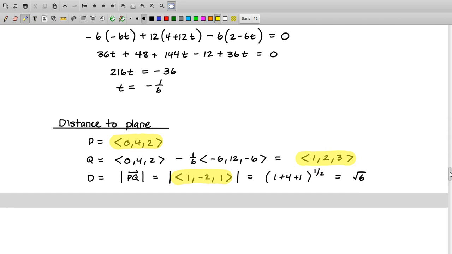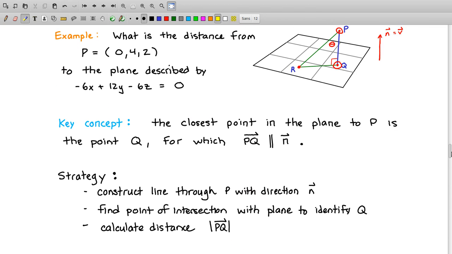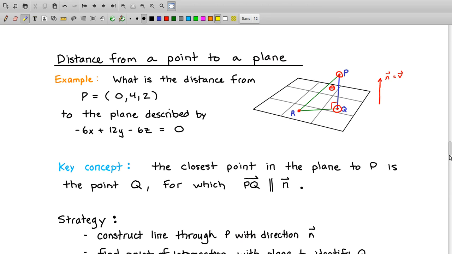In your notes, you'll find another page that contains a little bit more circuitous argument for calculating the distance between a point and a plane that ultimately produces a formula. You guys will be very excited to have a formula for this kind of problem, but I really prefer encouraging you to think through these kinds of processes in geometric terms.